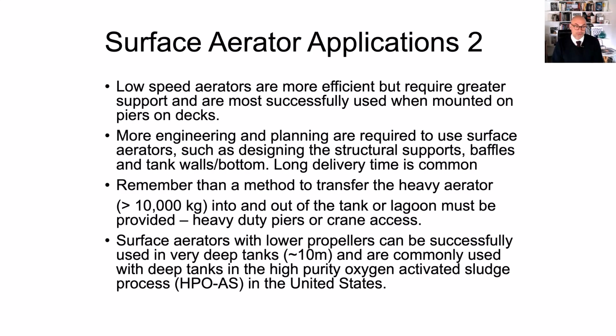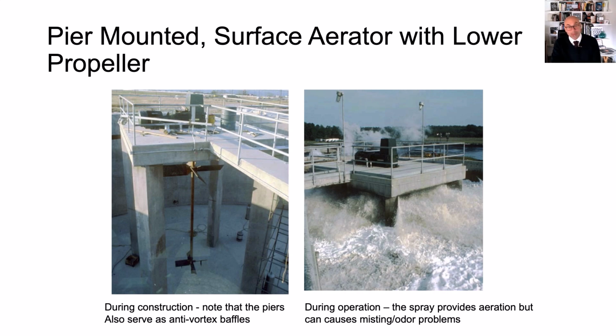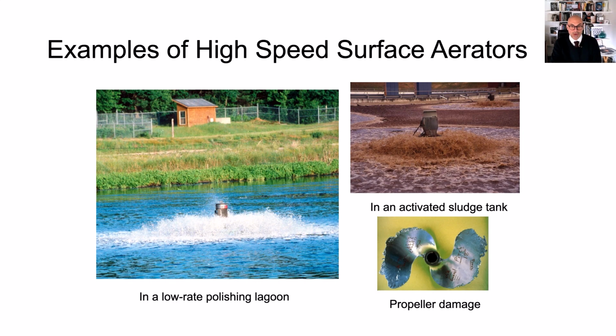They're very typical for high purity oxygen tanks, the ones that are very common in very large legacy plants in the United States and Canada, and they typically are deep too. But these are some examples. On the left there you see the deep shaft aerator that has two blades to prevent the vortexing, and also the structural columns to hold up the pier also act as a baffle. And when they're in operation, you see the spray on the right. It's an undesirable amount of aerosol, of course, and you're going to have a lot of odor release there.